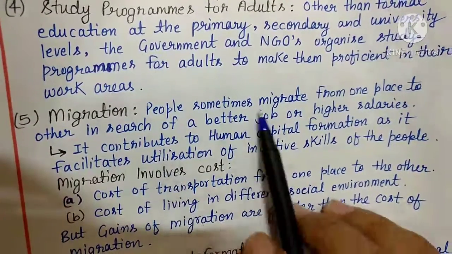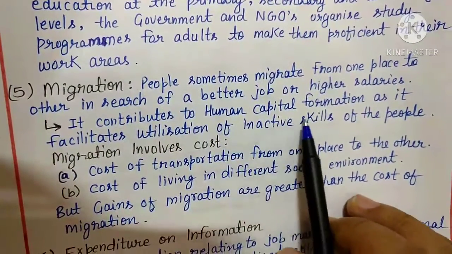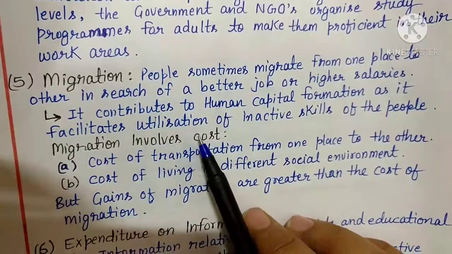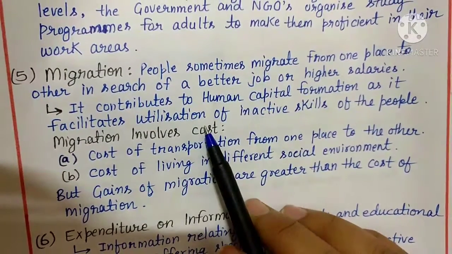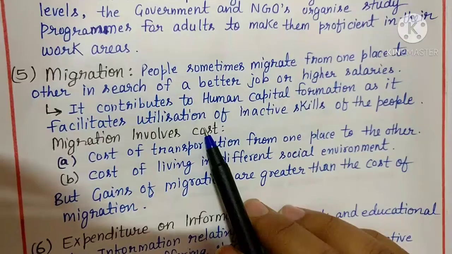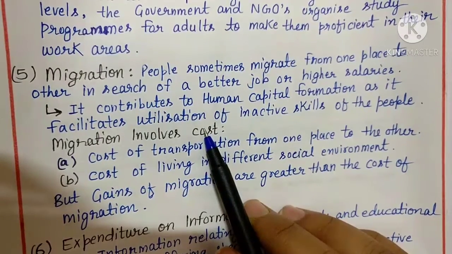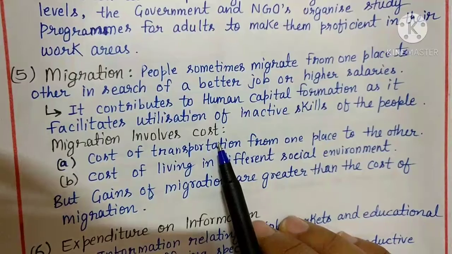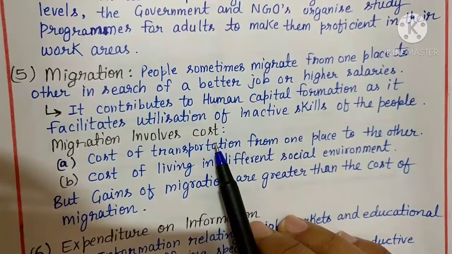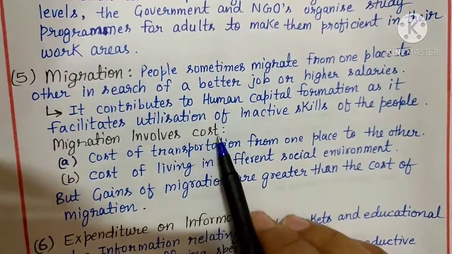So this migration contributes to human capital formation, as it facilitates utilization of the inactive skills of the people. If they remain in the village, their skills will not be utilized properly and will remain inactive. But as they migrate to other cities, it helps them polish their abilities or capabilities. So migration involves two types of costs.